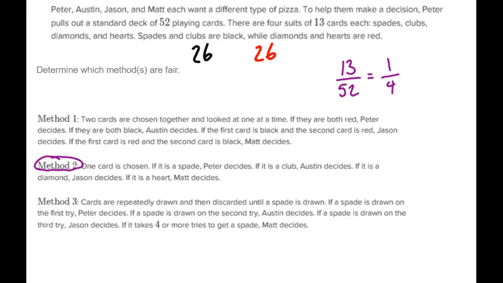Logically looking at this method, it's not going to be fair. We have different turns that people are taking for that spade to be drawn. Matt would get 4 or more tries to get a spade, but it's still not fair because if the first card had been a spade, then Matt doesn't even have a chance to have his decision met. So there's just no way that method 3 is going to be fair. So the only method that would work for them to decide who would get to determine the type of pizza they're going to get is method 2.